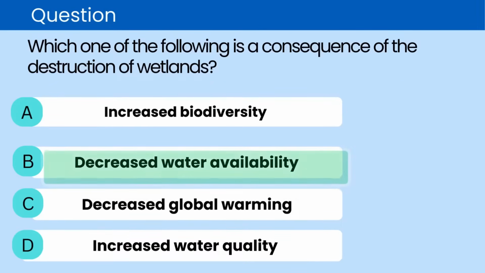The correct answer is B. Decreased water availability. Wetlands act as natural reservoirs and filters, so their destruction reduces water availability and quality.